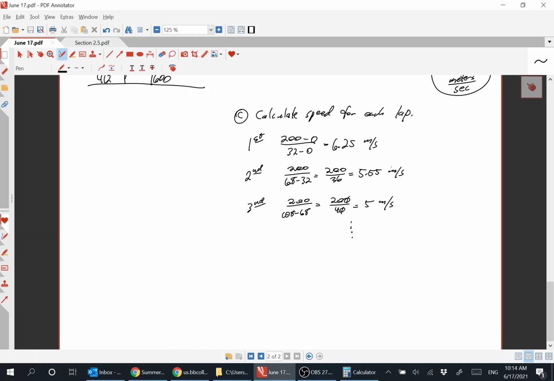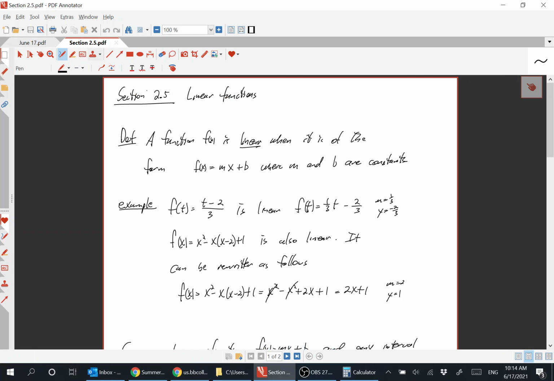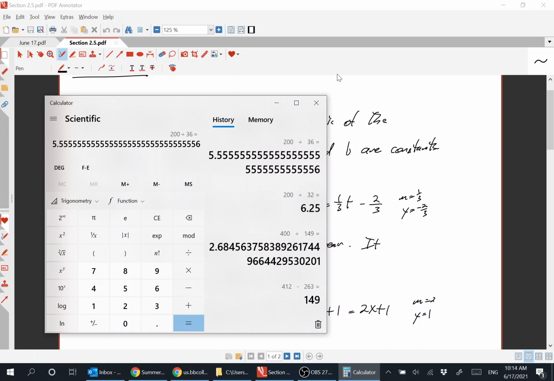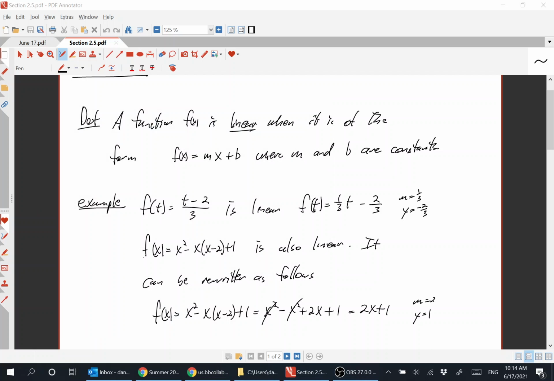All right. Let's go back to section 2.5. So we started talking about linear functions. Now, of course, we've already talked about lines geometrically. Now we're going to talk about lines as functions.